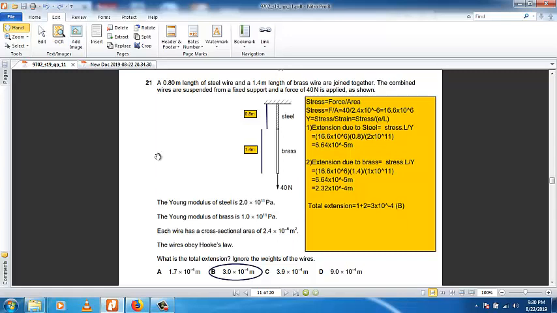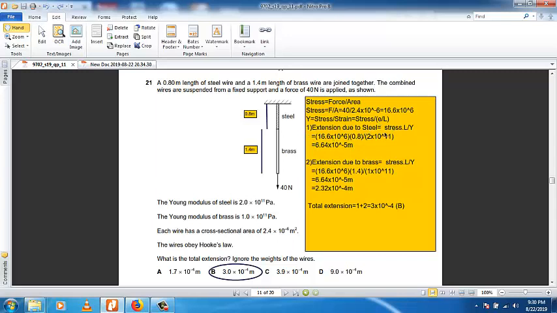So you just have to know that stress is force over area, and you can calculate the stress. Force is given 40 newtons and the cross-sectional area is already given, which is 2.4 into 10 to the power negative 6, so it's 16.6 into 10 to the power 6, which is the stress over here. So now we have to know that Young modulus is stress over strain, and strain is extension over length. So for case 1, because of the steel, we have to find the extension.